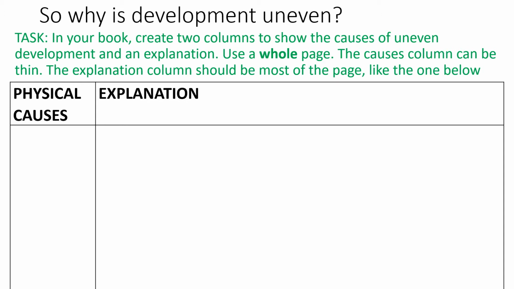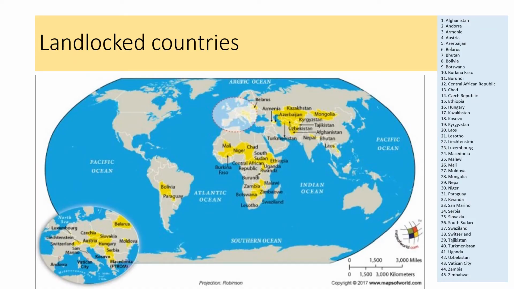And as we go through these slides, I'm going to be doing quite a bit of talking, you're going to be doing quite a bit of listening, and you're going to be adding things onto your table. So we're going to look at a number of different physical causes. When we get to the end of one, you'll rule off, and then we'll look at another. And then we'll move on to the human causes. So these will explain why it is that some countries are rich and some are poor. Okay, the first thing I want you to write down as a cause is landlocked countries.